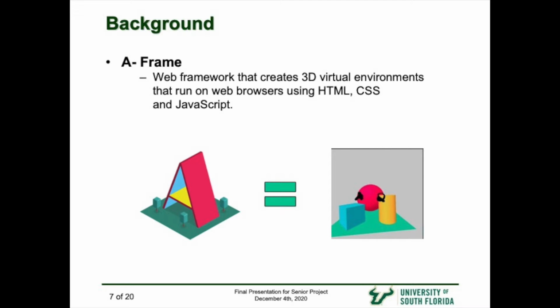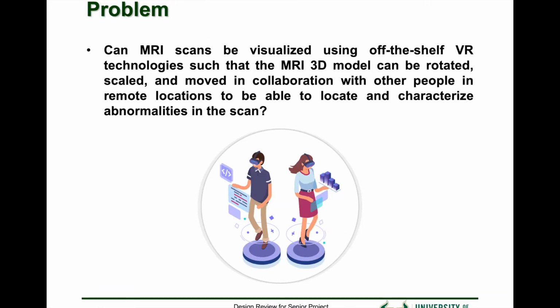A-Frame. A-Frame is a web framework that creates 3D virtual environments that run on web browsers by using HTML, CSS, and JavaScript. A-Frame is built on top of a JavaScript library called Three.js, which permits the rendering of 3D graphics in a browser environment. All right, and now onto our problem statement.